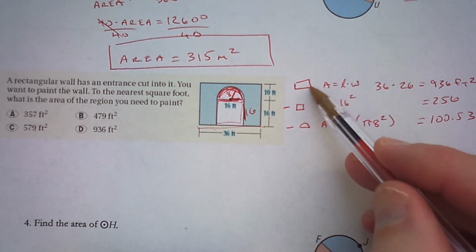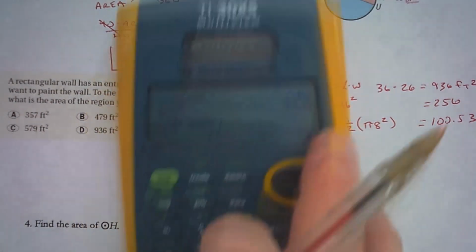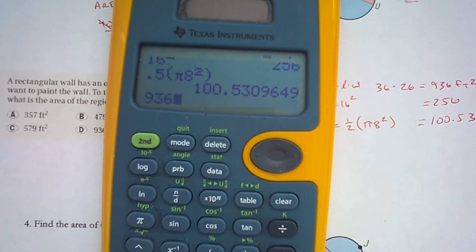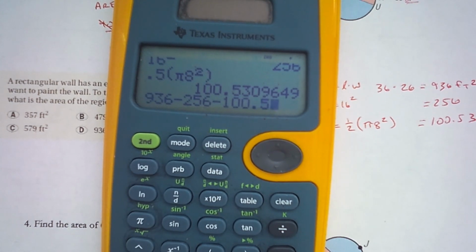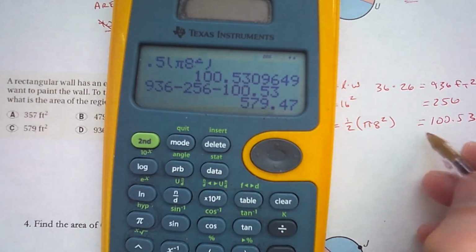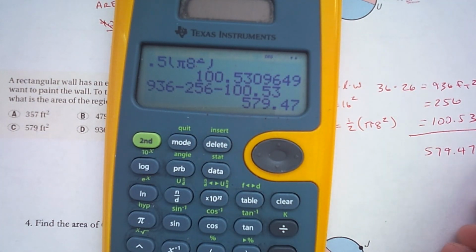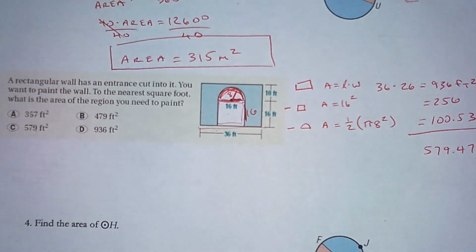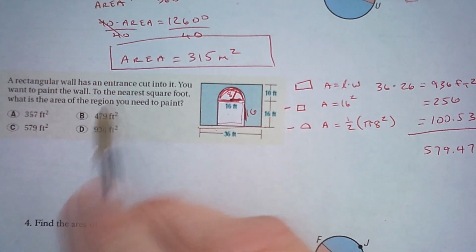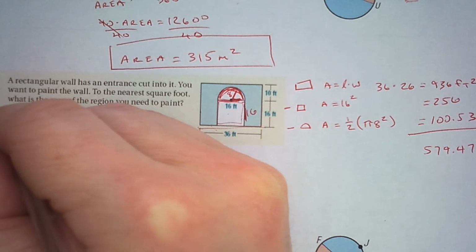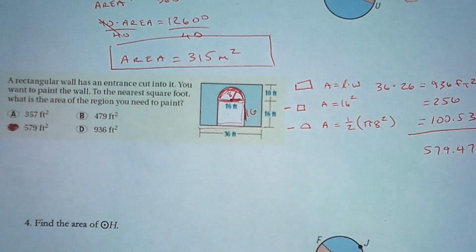Okay, so I need to do the rectangle minus the square and the semicircle. So I have 936 minus 256 minus 100.53. And that is 579.47 feet squared. Okay, so to the nearest foot, 579 square feet.